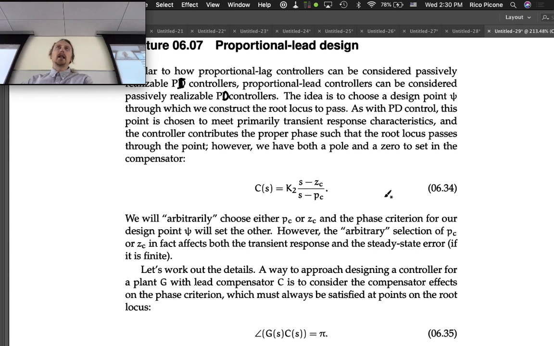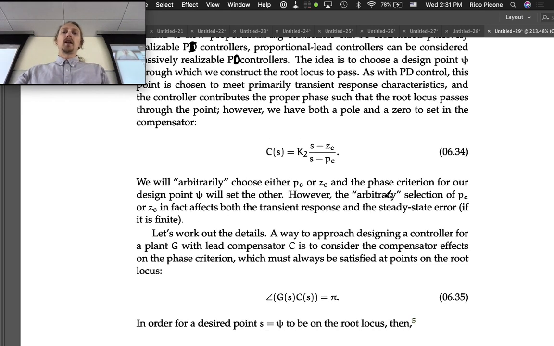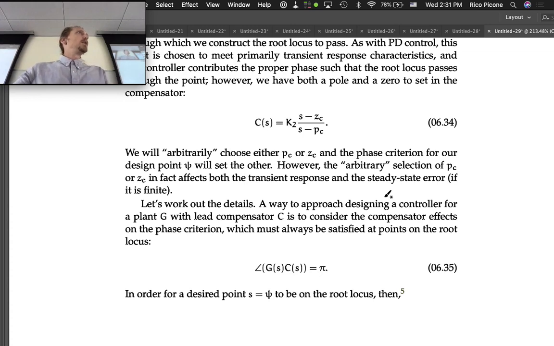So even though it's not what we're using our design to do, like we're not using a lead compensator to improve steady state error, realize that our free parameter does affect steady state error, and so choosing it accordingly can be helpful. So we're actually going to explore that a little bit in an example that we do. Okay, good. So let's work out the details.